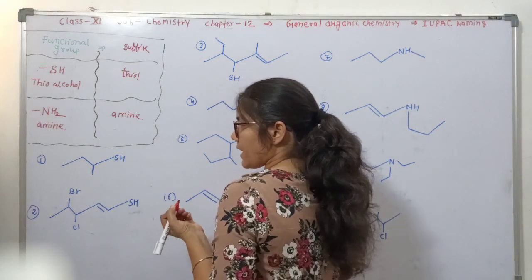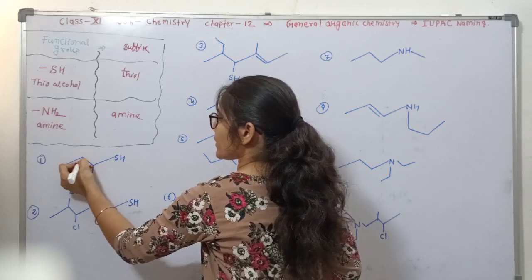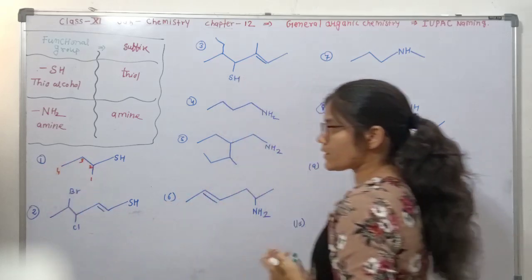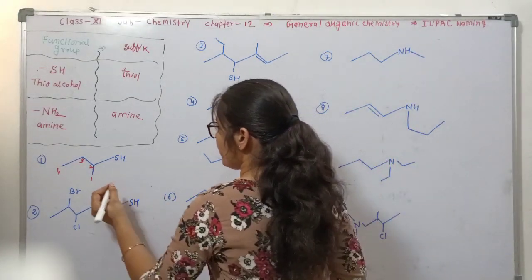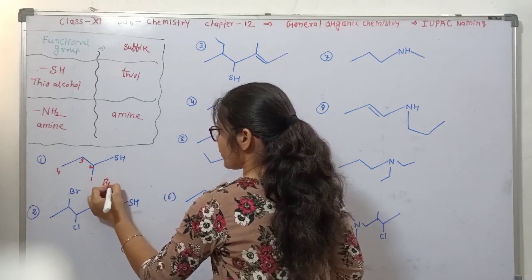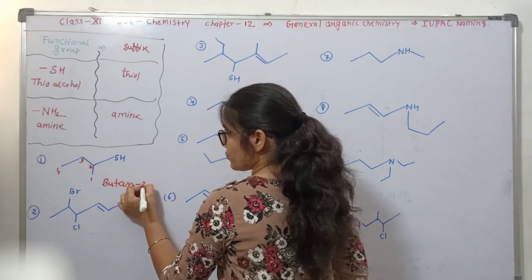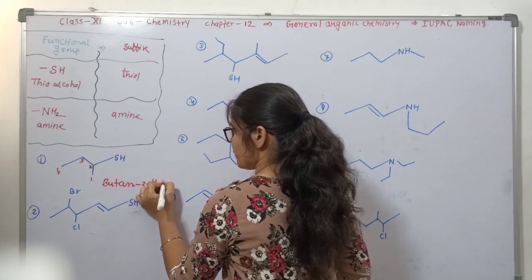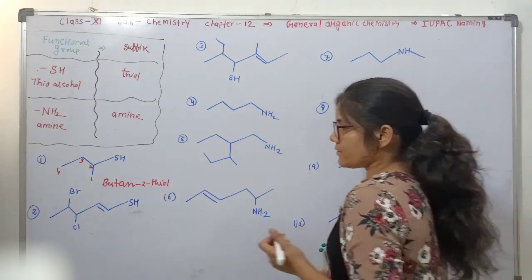Find out the longest carbon chain. It is 1, 2, 3, 4. That's a 4 carbon chain. So name the compound. The compound is 4 carbon, it's butane, butane 2 thiol. Okay, see the second one.